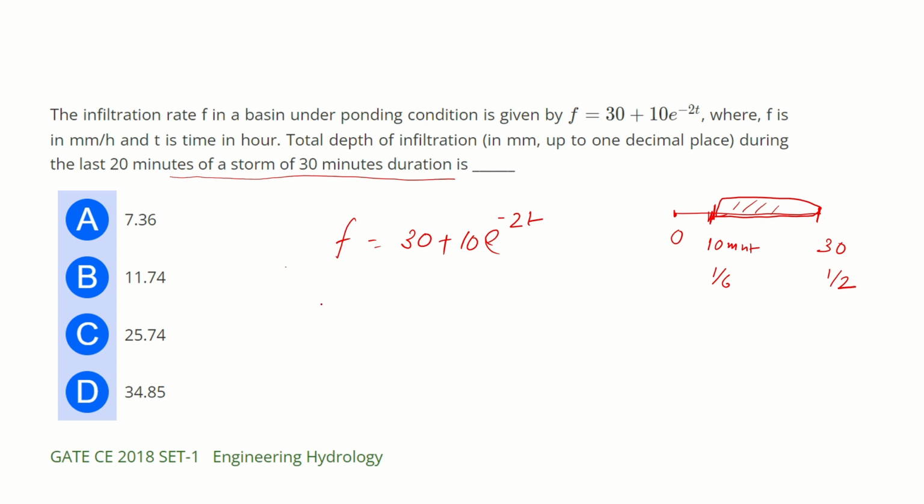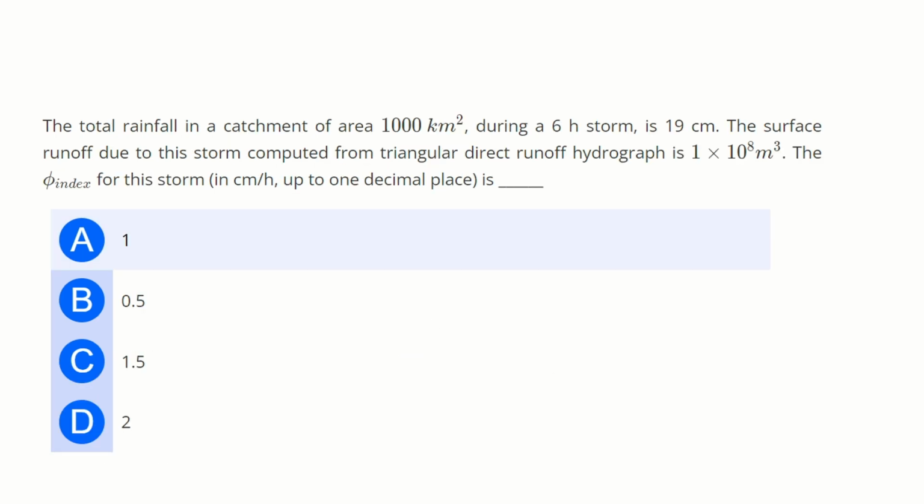Okay. So what is the total infiltration? F is nothing but integration. What is the limit? 1/6 to 1/2. 30 plus 10 into e to the power minus 2t into dt. So now if you solve this, the answer will be 11.75 mm. Just solve this definite integral and you will find the value. Let us look at the next question.